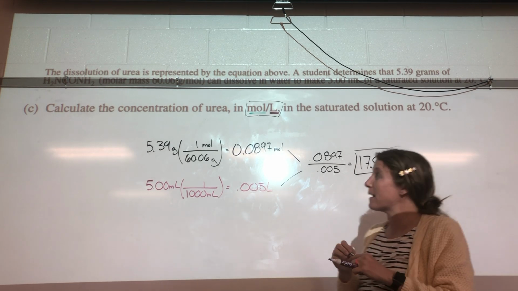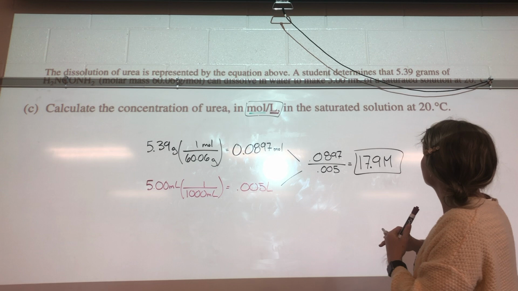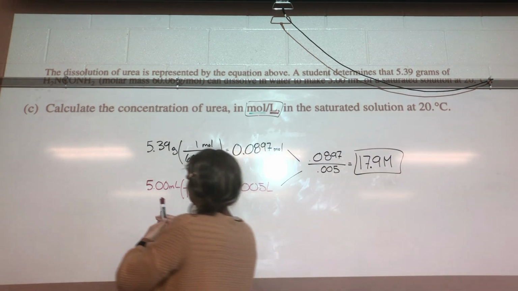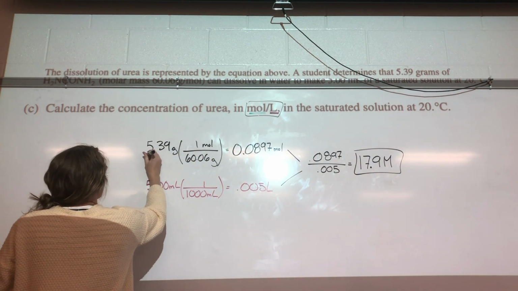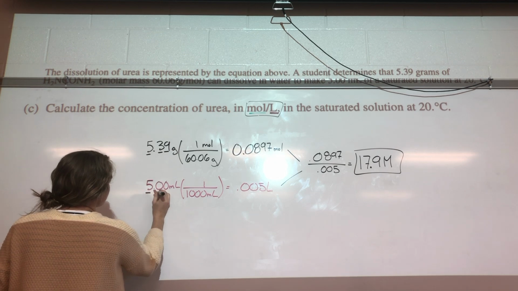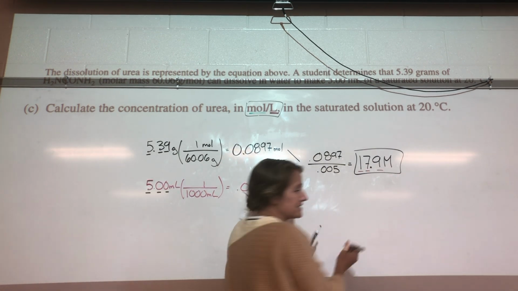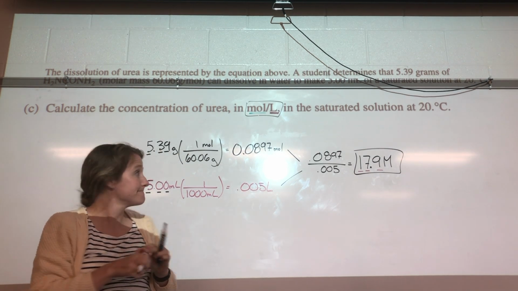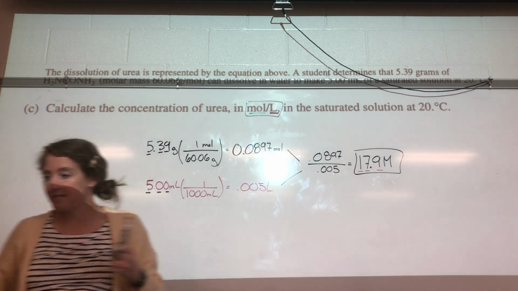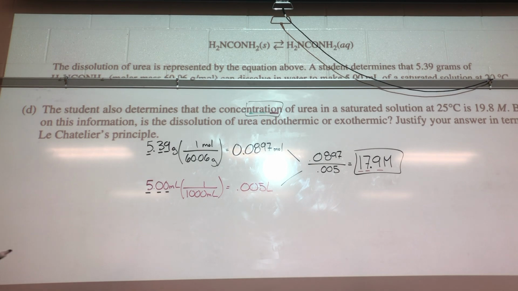But I always just go back to the given information, and so the given information has 1, 2, 3, 1, 2, 3, and so my answer only gets 1, 2, 3 sig figs. Okay? Okay, there's part C. Okay, part D.